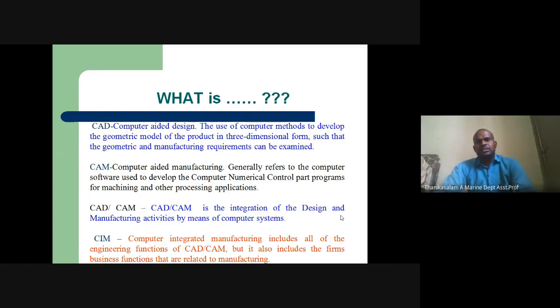In the olden days, in the 1940s, they used handmade drawings. It takes a long time, and you can't make corrections as early as possible. If using a computer, you can do it in many ways, both three-dimensional and two-dimensional. Each and every part we can design as quickly as possible. So CAD means the use of computer methods to develop the geometric model of the product in three-dimensional form, such that the geometric and manufacturing requirements can be examined. CAM, computer aided manufacturing.